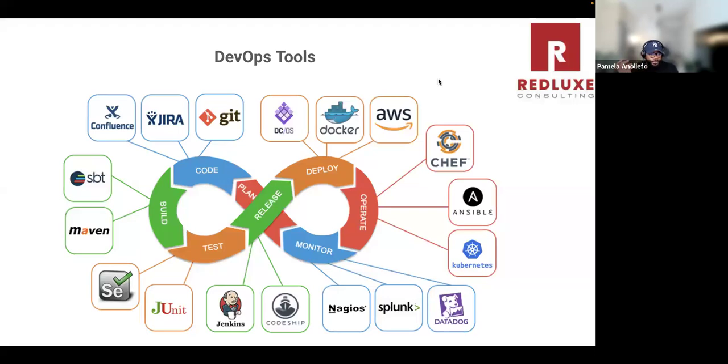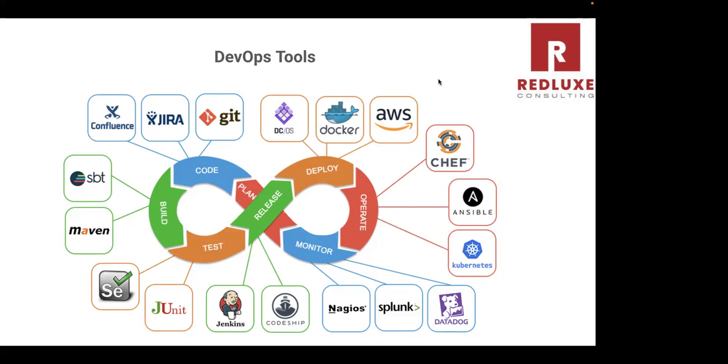Then we come to build. This is where the developers build the application. So just like I gave an example before, Redlux is red.